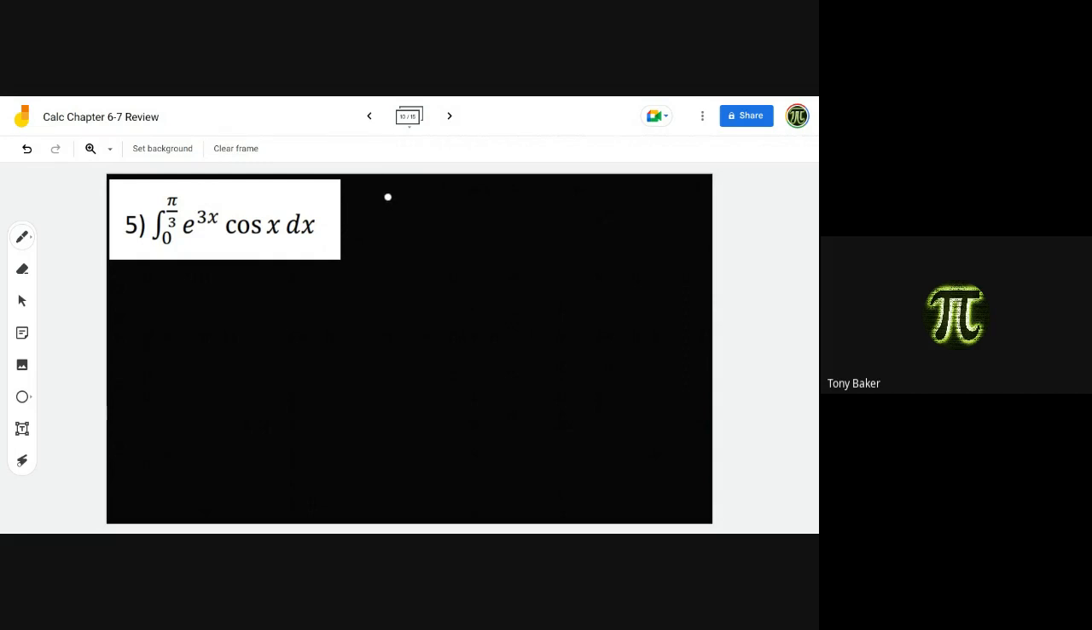So I'm going to have my u, du and my v, dv. What is u in this case? Yep, cosine x. And my dv is going to be e to the 3x. So my du is going to be negative sine x dx. And then my v, almost, 1/3.